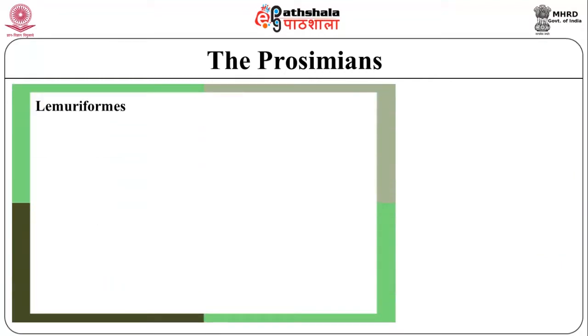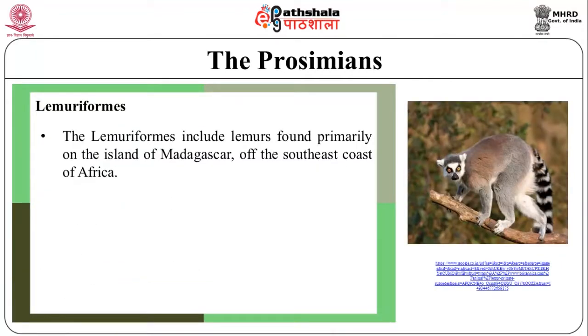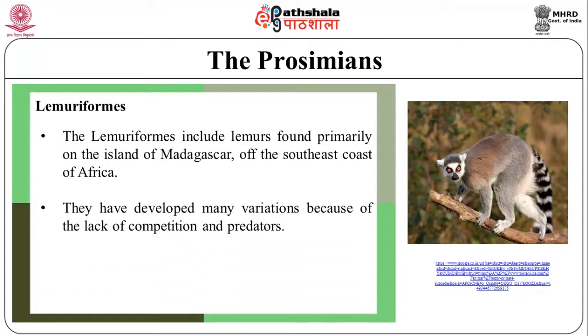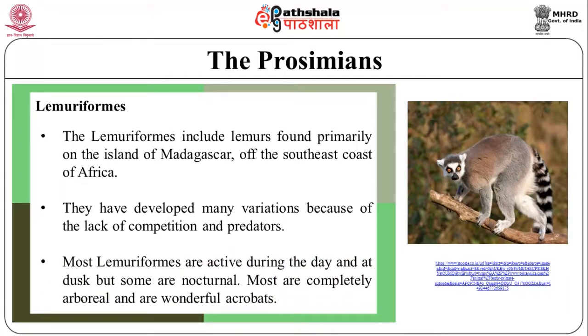Now, the Lemuriformes. The Lemuriformes, which include lemurs, are found primarily on the island of Madagascar off the southeast coast of Africa. They have developed very many variations because of the lack of competition and predators. The members of one genus, the mouse lemurs, are smaller than a mouse, and they are the tiniest living primates. Most Lemuriformes are active during the day and at dusk, but some are nocturnal. Most are completely arboreal and are wonderful acrobats.